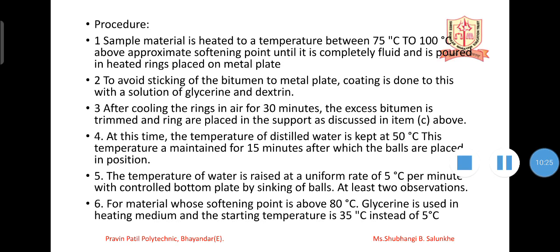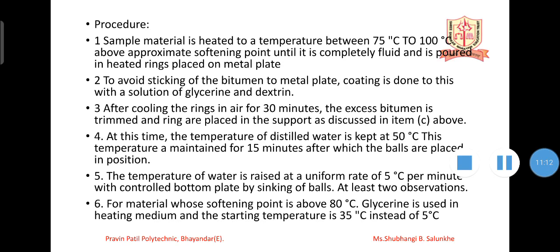After placing the sample in the ring, then in the support, you have to place that set in distilled water at a temperature of 50 degrees Celsius. This temperature is maintained for 15 minutes, after which the ball is placed in position. Then the temperature of the water is raised at a uniform rate of 5 degrees Celsius per minute, noting when the sample touches the bottom plate by the sinking of the ball, with at least two observations. For a material whose softening point is above 80, glycerin is used as the heating medium and the starting temperature is 35 degrees Celsius instead of 5.